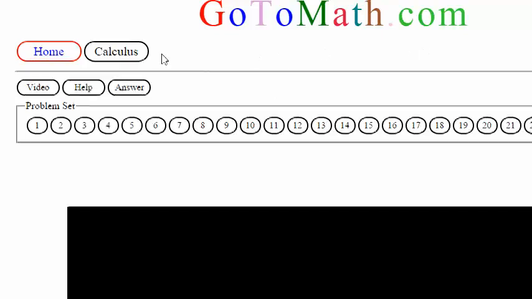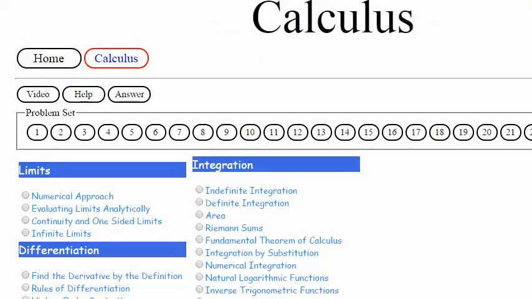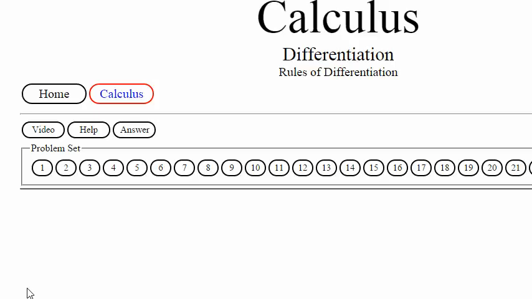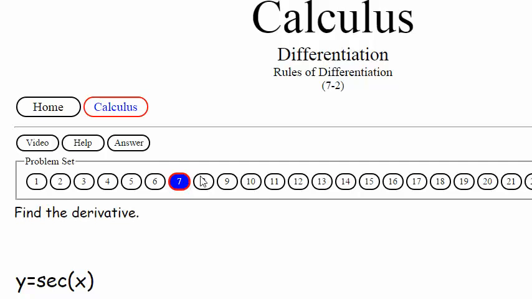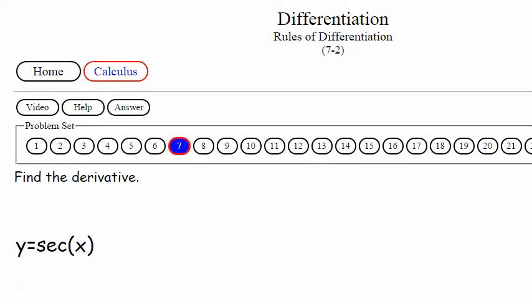We're at gotomath.com. Click on the calculus, would you? We're at Rules of Differentiation. Looking at all the rules, you know, the product rule, quotient rule, and all that. 7.2. Hey, look, it came right up. Write that down. Somebody remember that.